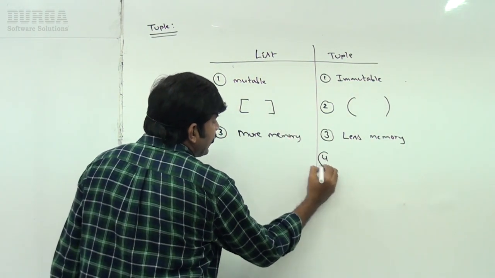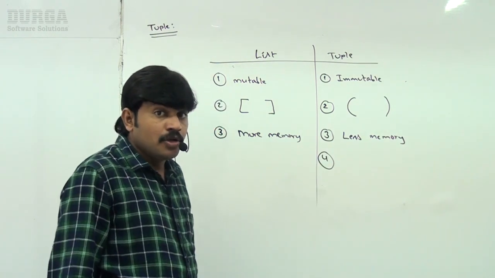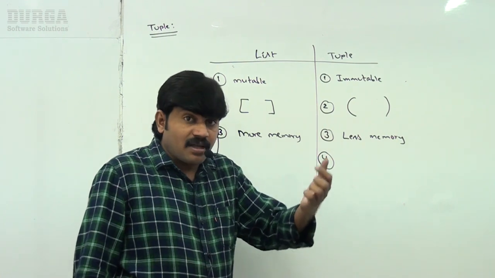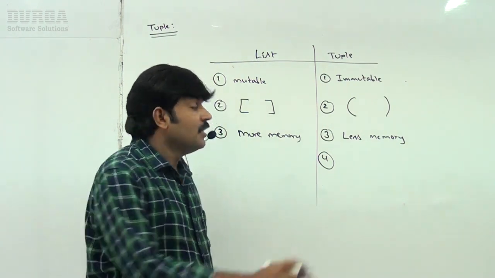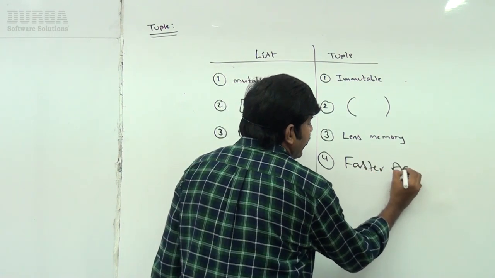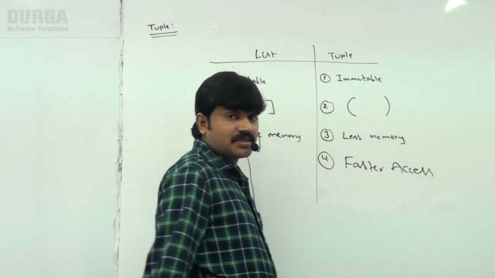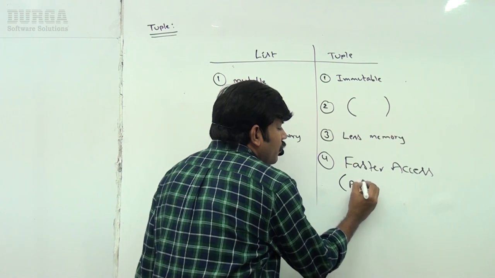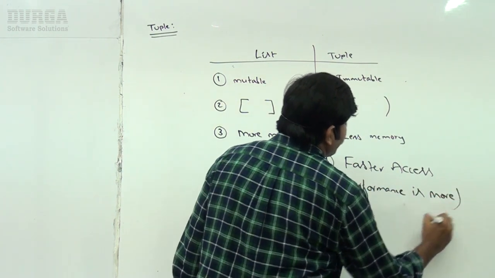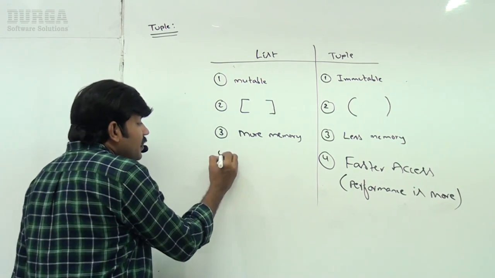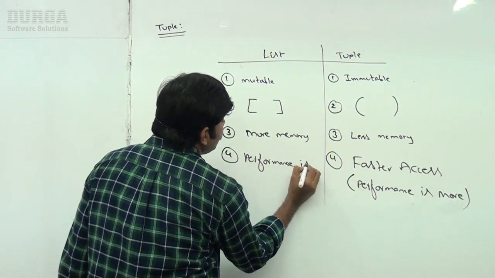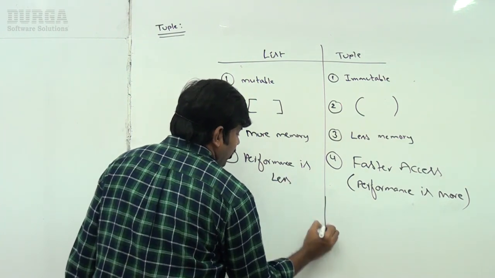Next, to access tuple elements: we can access tuple elements very easily because the content is always fixed, it won't change at runtime. That's why it is faster access. We can access tuple elements very fast. So internally we can use the word performance is more for tuple, but for list performance is less.